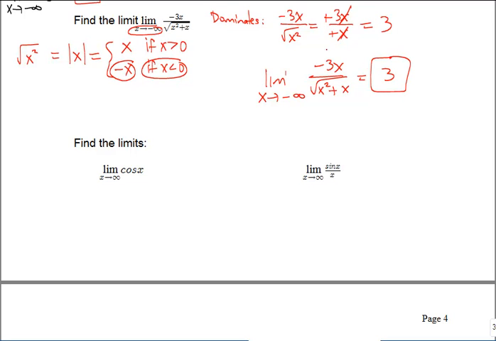Now if I did this same exact problem, but I went to positive infinity, then I wouldn't have had that extra negative in the denominator, and this limit would equal negative 3. So I would have had a different horizontal asymptote going to the right than I do going to the left.